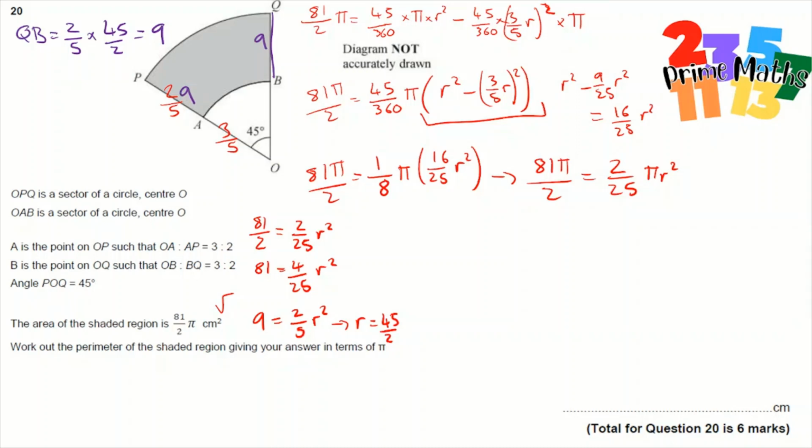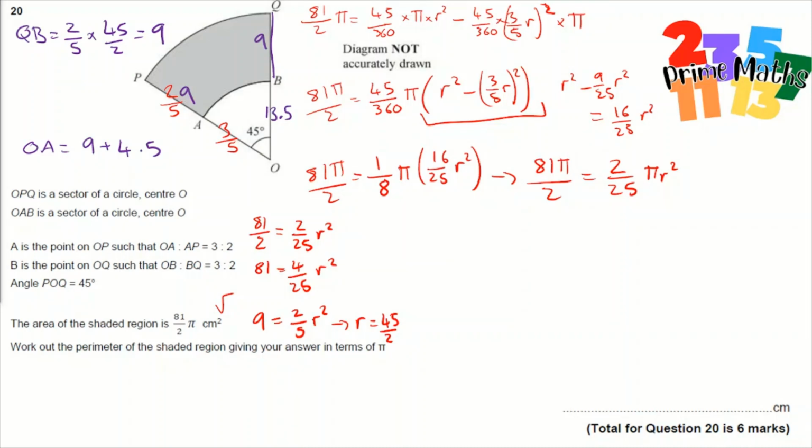To work out the lengths of the arc, we're going to have to use pi r squared again. If this length here from A to P is 9 and O to A is 3/5 of our radius, we know that O to A is going to be 9 plus another half of 9. So O to B and O to A are 13.5.